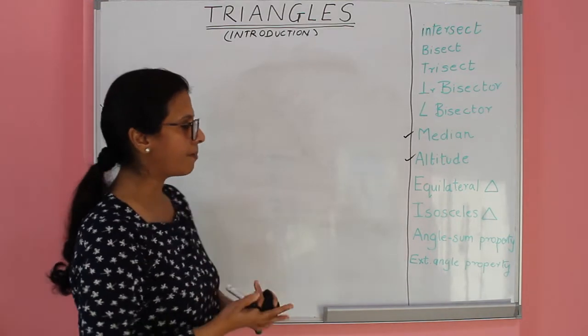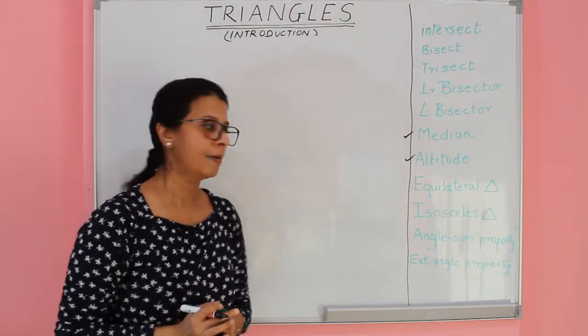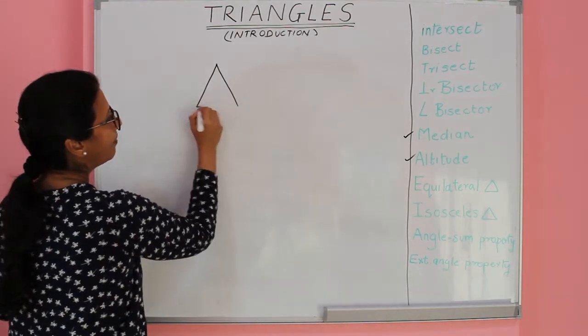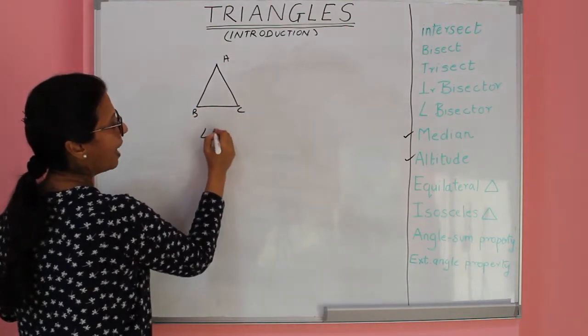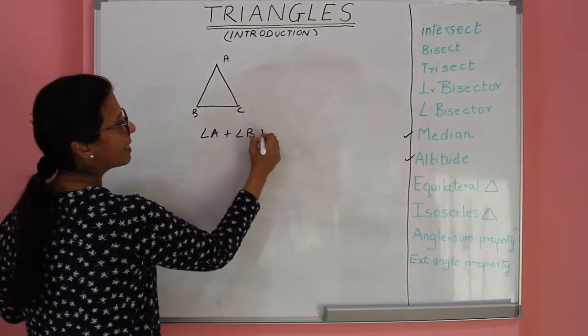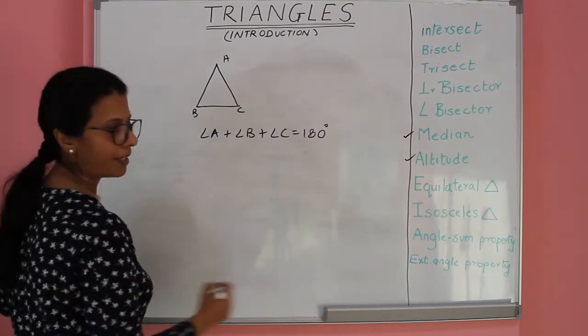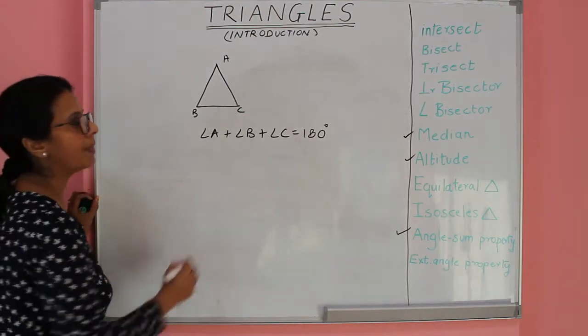Now the angle sum property and the exterior angle property, we have done it in the lines and angles chapter. So what is the angle sum property? The easiest one of all. If a triangle ABC is there, we all know angle A plus angle B plus angle C is 180. This is the angle sum property. What is the exterior angle property?